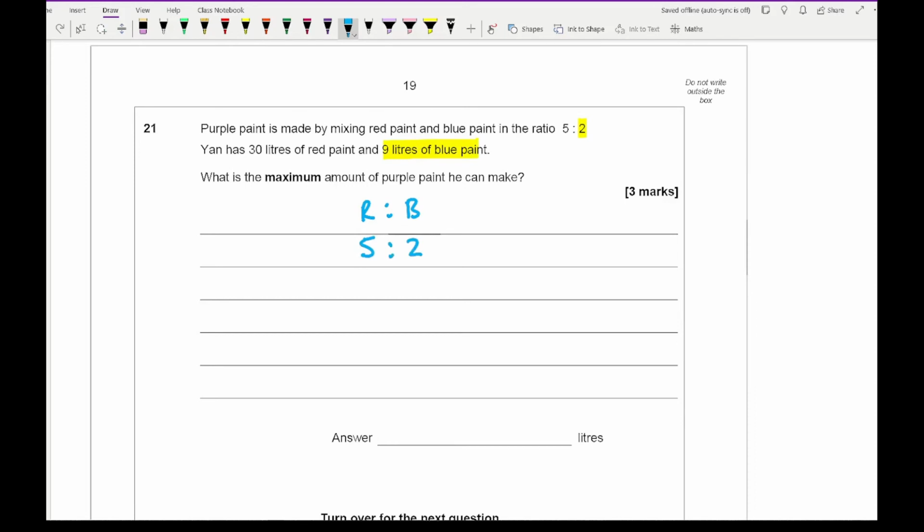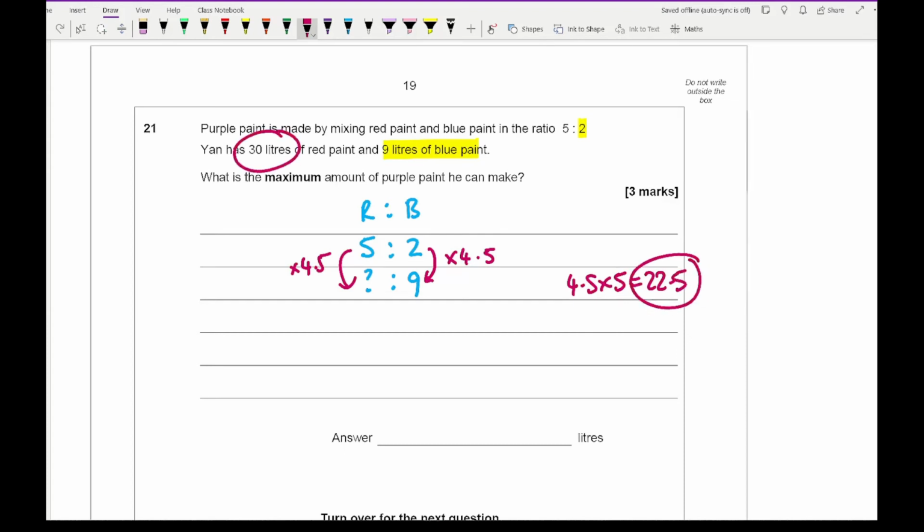Now let's have a look. If we maximise the blue paint, which is 9 litres, what I want to do is work out how much red paint do I need to make purple paint if I have 9 litres of blue paint. So then I think to myself, okay, well, what do I need to multiply 2 by to get 9? Well, that's going to be multiplied by 4.5. So if I then multiply 5 by 4.5, 4.5 times 5 gives me 22.5. Now, is that enough for the red litres? Yes, it is. So that's going to be 22.5 and 9. So then if I just simply add 22.5 plus 9, I get an answer of 31.5 litres.